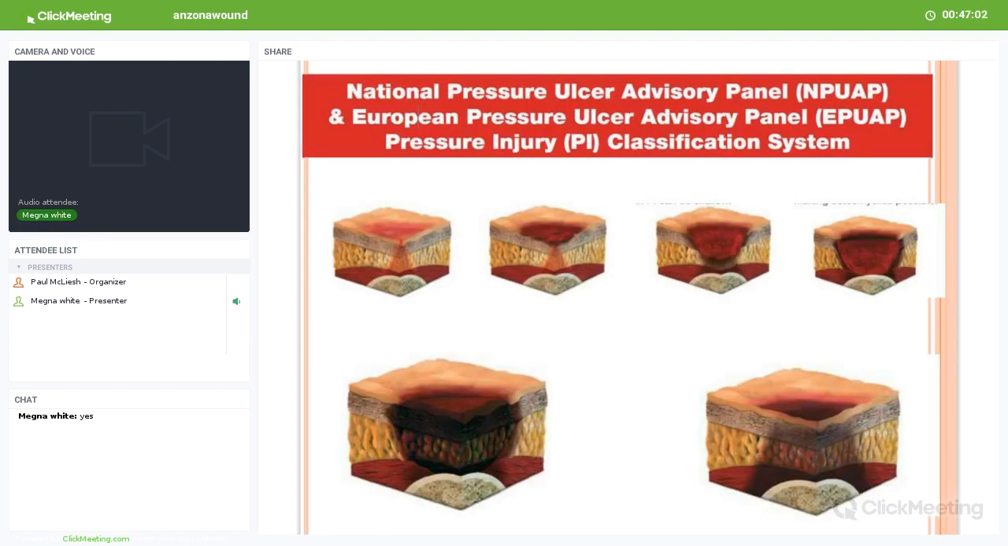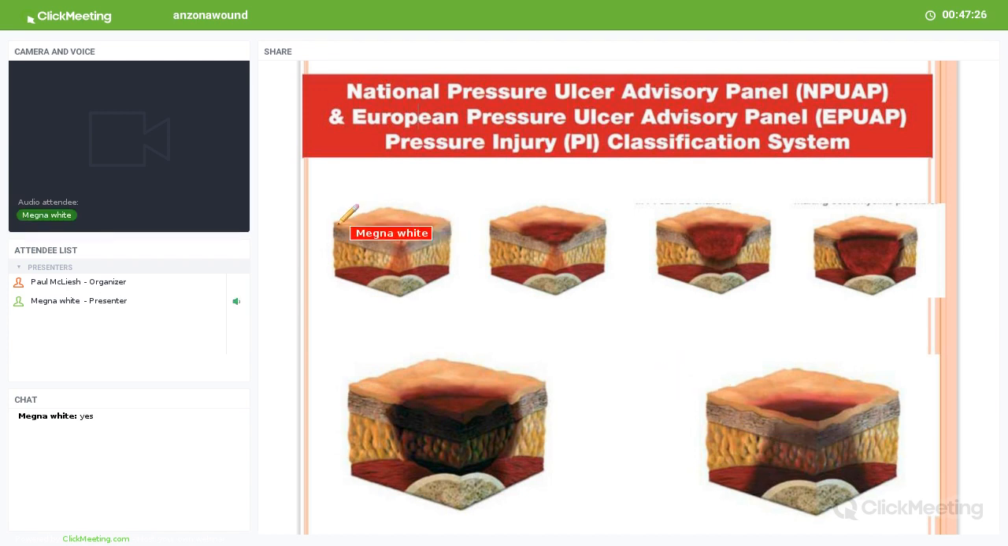Another unfortunate part that nurses come across are our pressure injuries. So it's good that the National Pressure Ulcer Advisory Panel and the European Pressure Ulcer Advisory Panel agreed on the pressure injury classification system. So this way we're all talking the same staging.